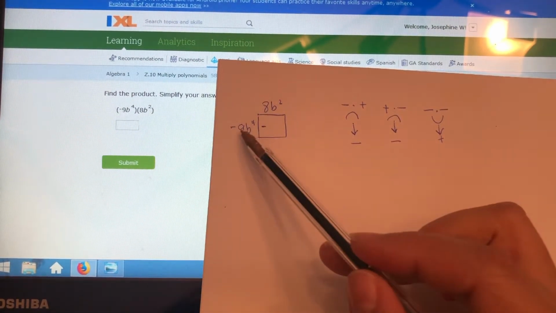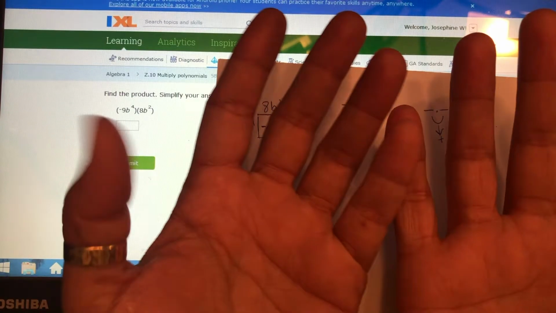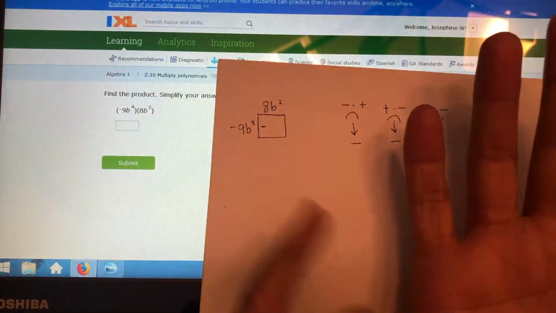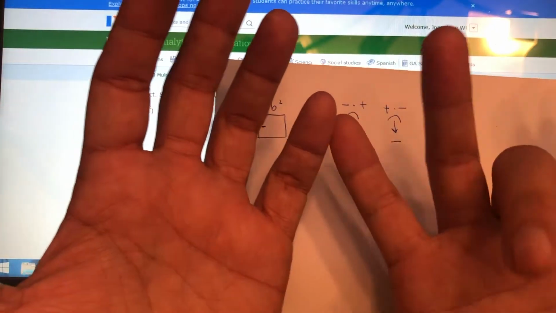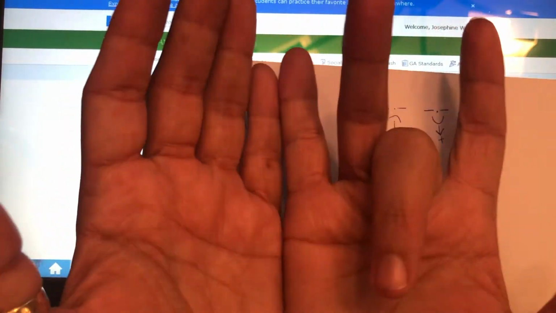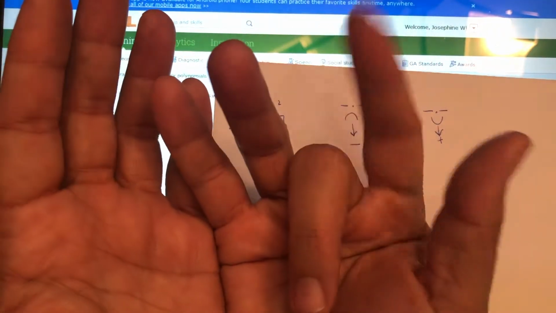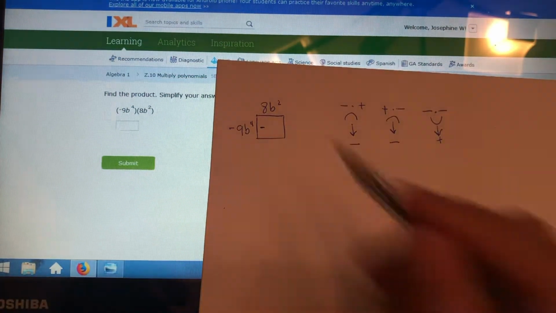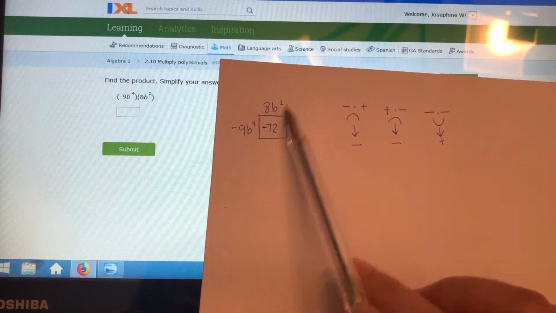Okay, then you do the numbers only. 9 times 8. And remember, if you don't know how to do your nines, you put up your hands and count to 9. 9 times 8, so you count to 8: 1, 2, 3, 4, 5, 6, 7, 8. You put your 8th finger down. And then you look at how many fingers are on the left: 7. And how many on the right? 2. So 72. And then you do your variables.